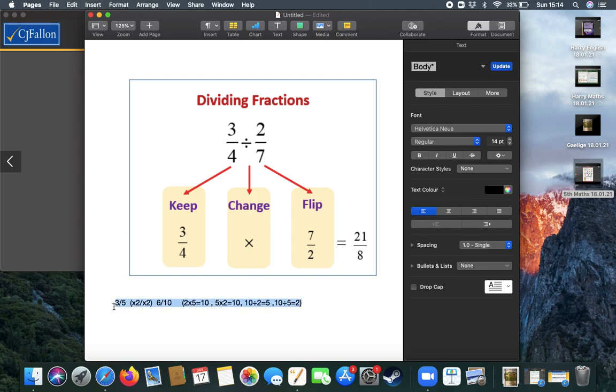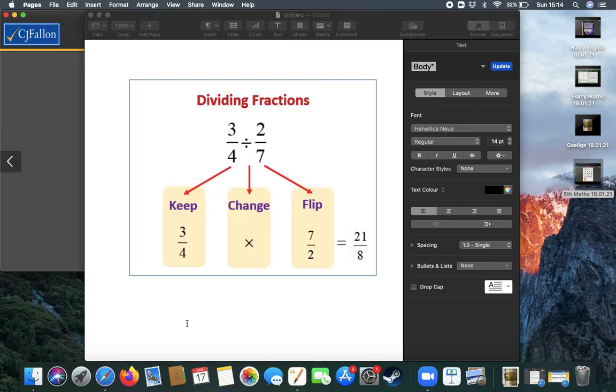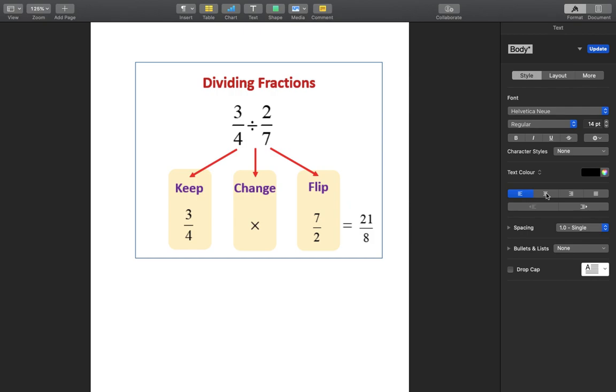Our sum is the number 3, so it's a whole number divided by a fraction, so I'll do that as well. I'm going to do a whole number. I'm going to make it a different number, obviously. I'm going to do 5 divided by 1/4.